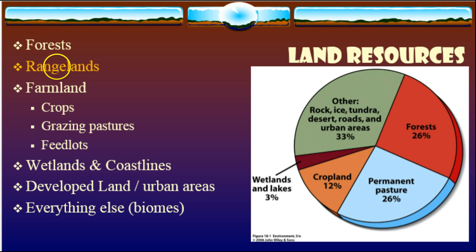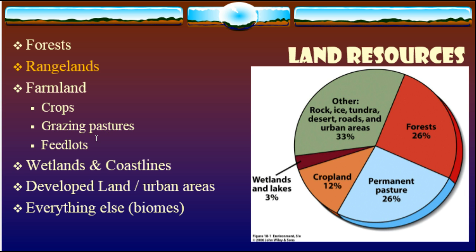Then we have farmland, which is a little bit separate category because we're not just talking about grazing livestock. We may be talking about crops or smaller scale grazing pastures. So ranges are usually large areas. These might just be one small farm. And things like feedlots would usually fit more into this farmland category as well. We'll talk about all of those more when we start to get into agriculture.